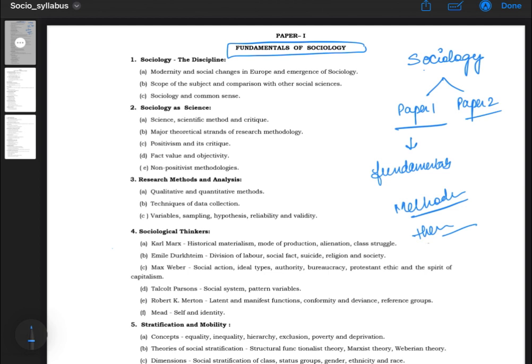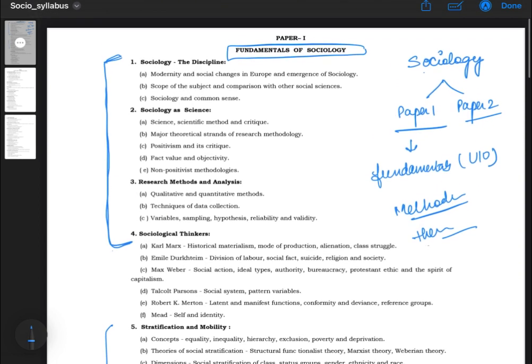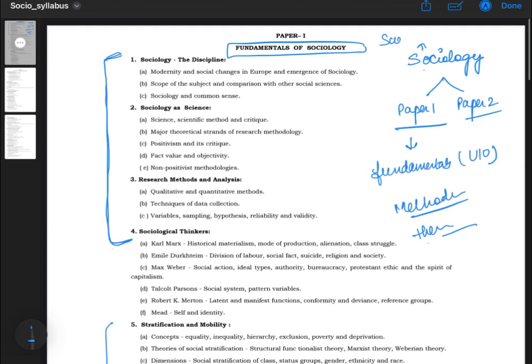Alright, so actually the 4 units of paper 1. Paper 1 is divided into 10 units. So the first 4 units are introducing us to sociology. They are telling us the different methodologies. They are introducing us to the thinkers. And then from unit 5 onwards, we will be actually studying the society. As we all know, sociology is the scientific study of society.